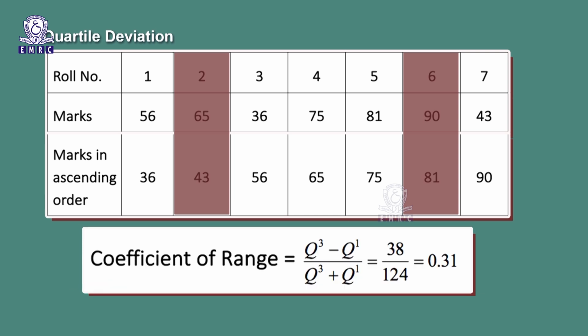And let us calculate the coefficient of range. It is defined by (Q3 minus Q1) divided by (Q3 plus Q1). So Q3 minus Q1, that is 81 minus 43, divided by 81 plus 43, that is equal to 38 divided by 124, which is equal to 0.31. That is the coefficient of range of the scores of the students secured in sociology.